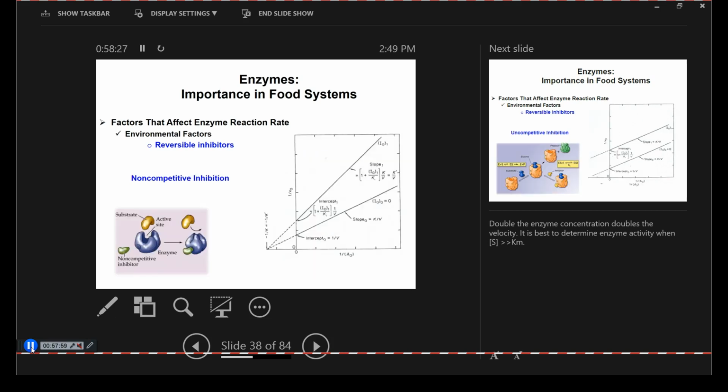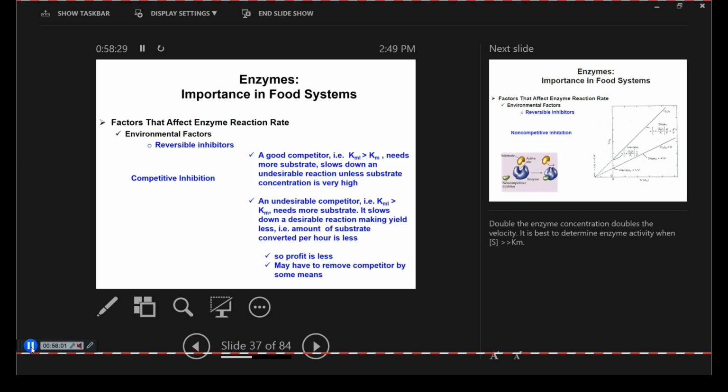So both are having the same symbols, is that right? If Km is greater than Km. Yeah, but it depends on your purpose of using those inhibitors. Sometimes you want the inhibitor there to inhibit an undesired reaction. Sometimes you do not want it there because that will cause a loss in productivity. So sometimes it's good, sometimes it's not good.